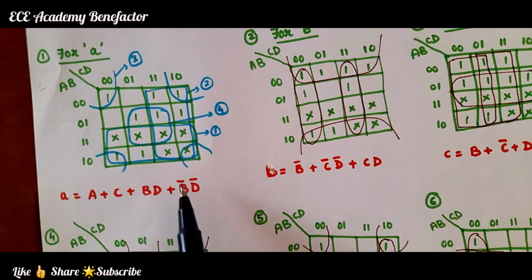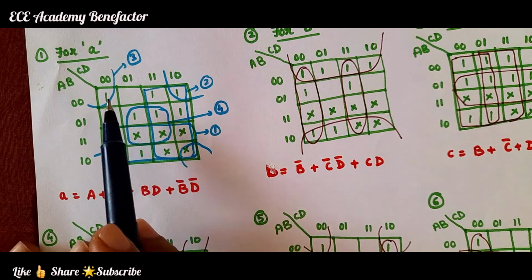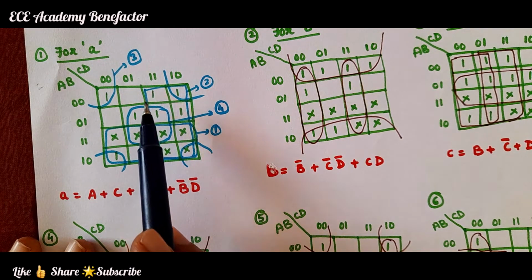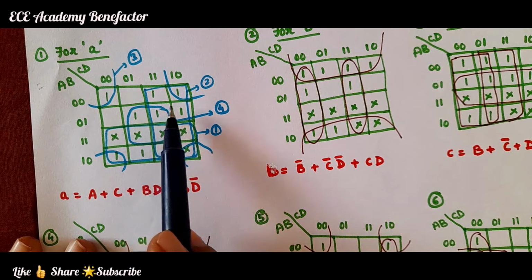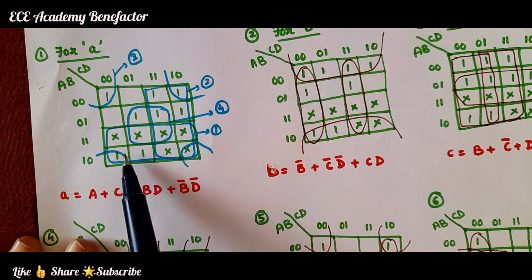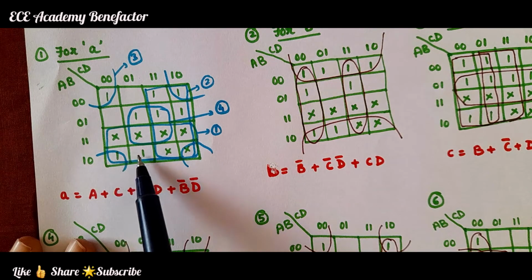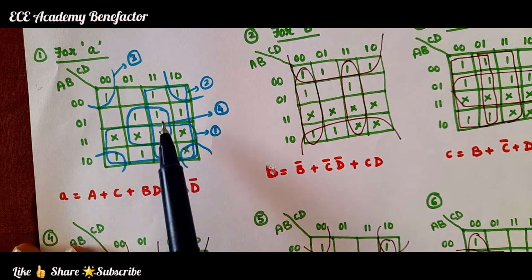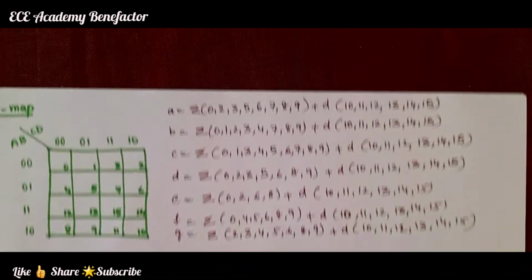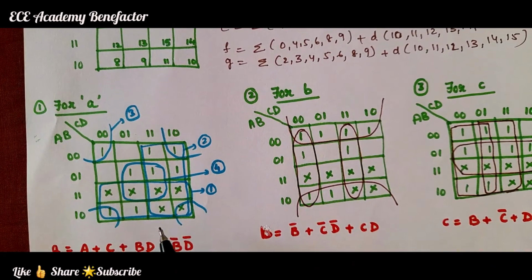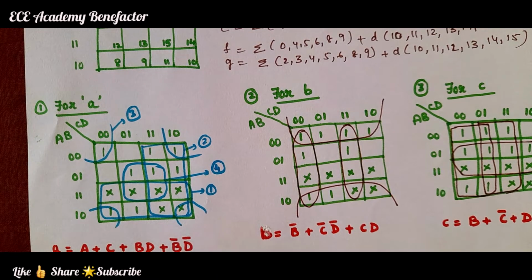A is 1 at 0, 2, 3, 5, 6, 7, and then 8, 9, and the remaining X are don't care, which we have already filled. Based on this list of min terms and don't cares, I have filled the K map like this. Now we have to search for the maximum group of ones.